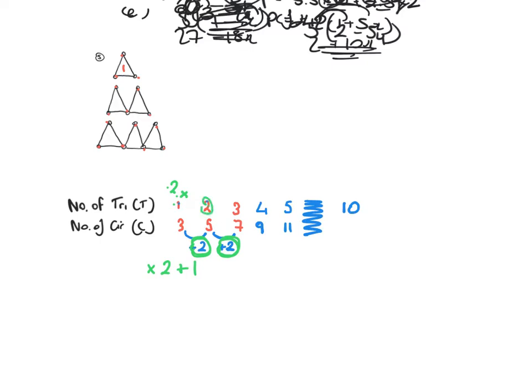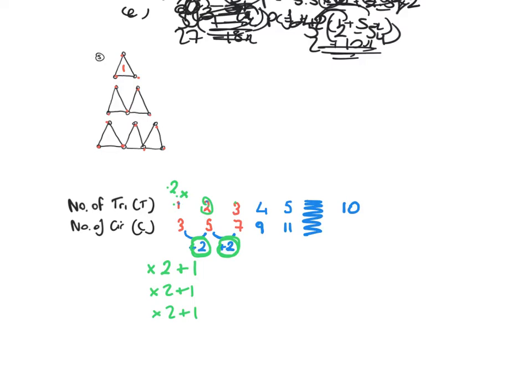Number up top is 2. 2 times 2 is 4. How do you get to 5? Add on 1, times 2 plus 1. Let's try it one more time. Number up top is 3. How do you get to 7? Multiply it by 2 and add on 1. So the rule is that we times 2 and add on 1.